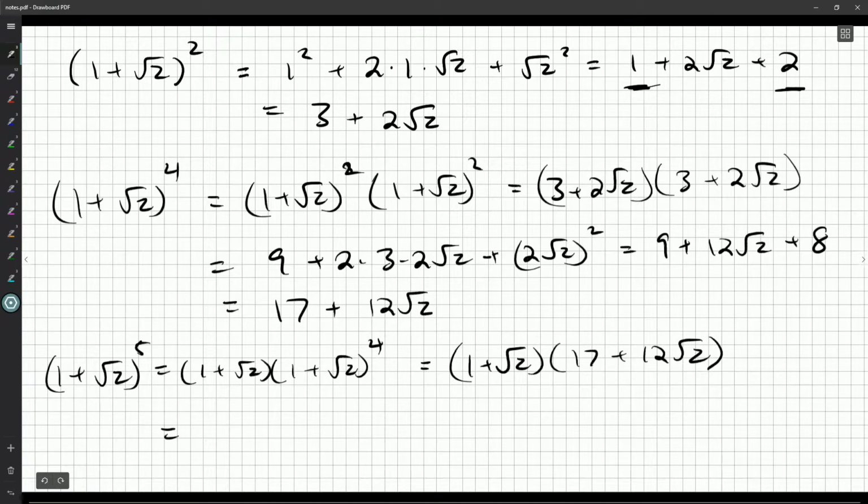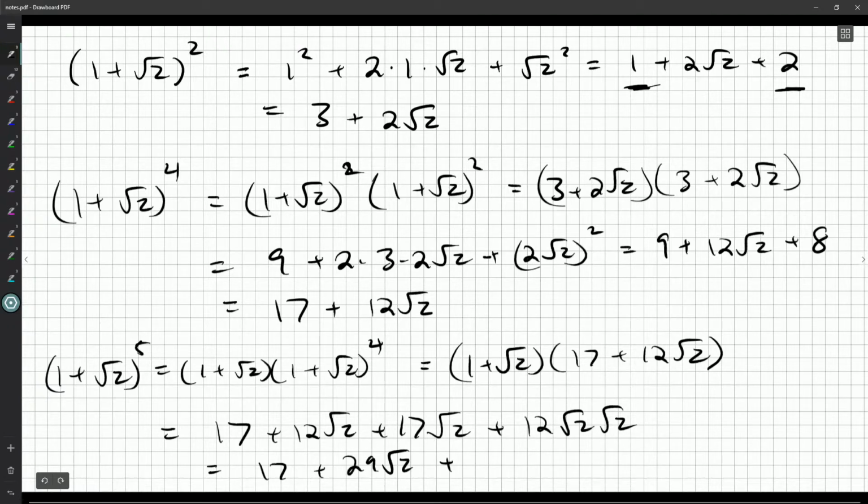So we just want to compute (1 + √2) times (17 + 12√2). Okay. So we'll get 17 + 12√2 + 17√2 + 12√2 times √2, which is 17 + 29√2 + 24. And what do we have? We'll have 41 + 29√2. So that should be our final answer. Wait, sorry, no, because that should be what a + b√2 is. So we can see a must be 41 and b must be 29.